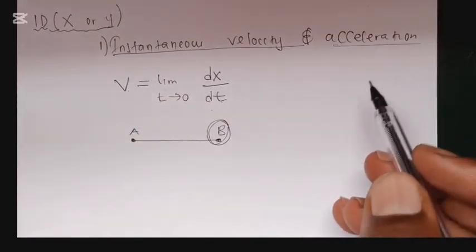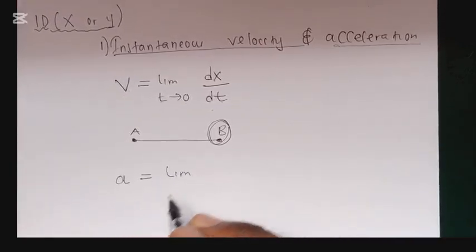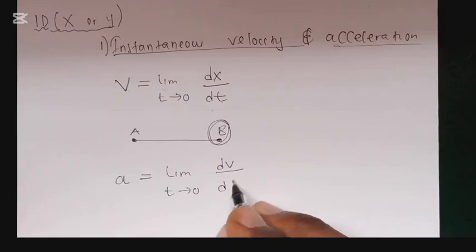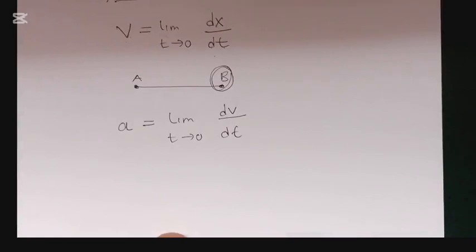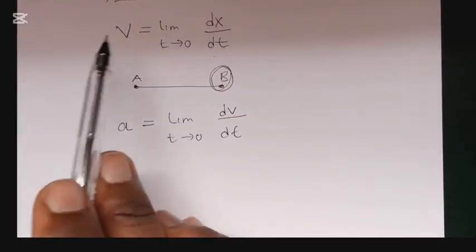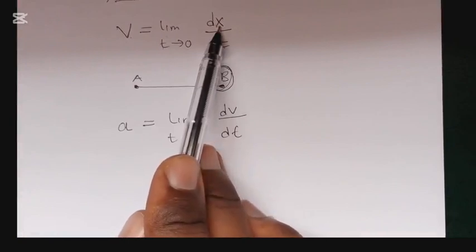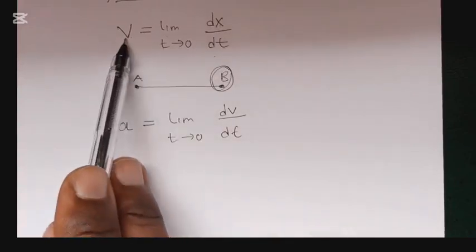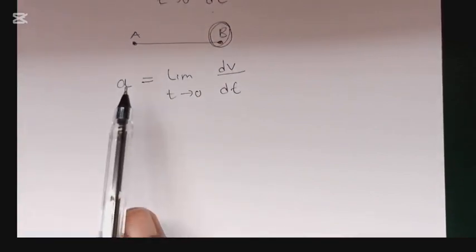The same applies to instantaneous acceleration. It will be given by the limit as t approaches 0 of a small change in velocity over a small change in time. From this, we can come up with a relationship: whenever I'm moving from displacement to velocity, I need to differentiate the displacement to give me my velocity, and the differentiation of the velocity will give you the acceleration.